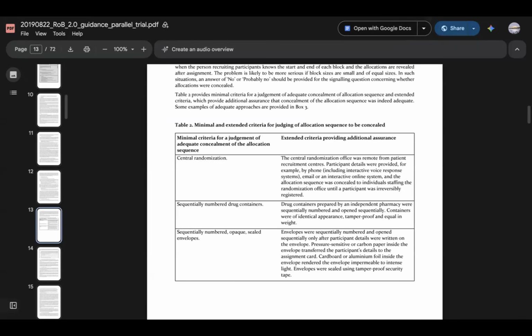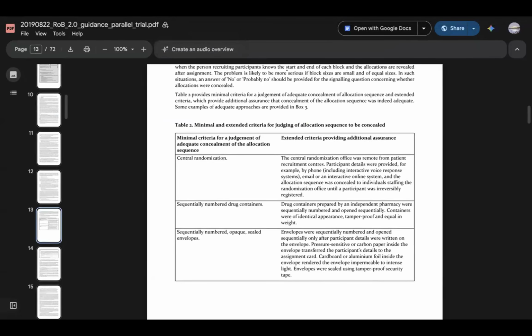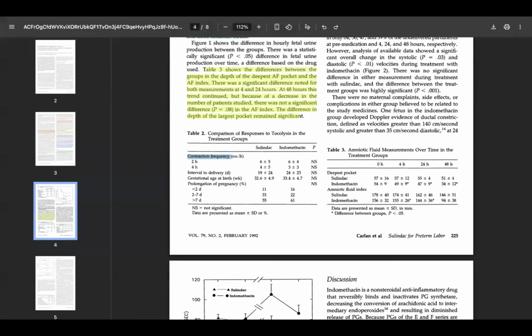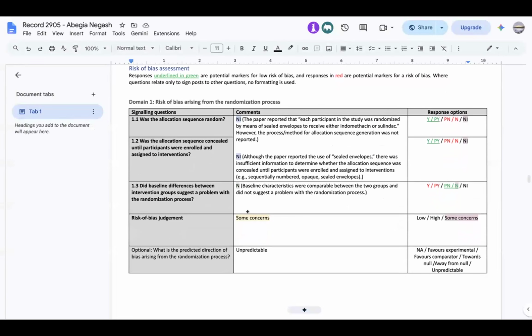Okay, because when we look at the full guidance document on page 13, there's a table, Table 2, and it provides you with a minimal criteria for judgment to answer 1.2. And for sealed envelopes, it does state that it needs to be opaque and sequentially numbered. Since for this paper they don't specify that, I wasn't sure if they did in fact conceal the allocation sufficiently. Yeah, I guess technically it could have been a clear envelope. I mean, it's doubtful, but you can't jump to conclusions here.